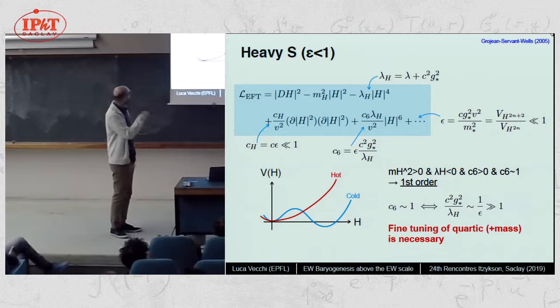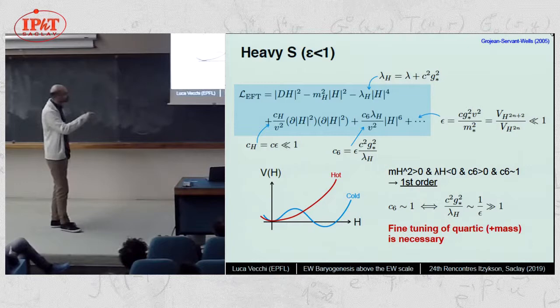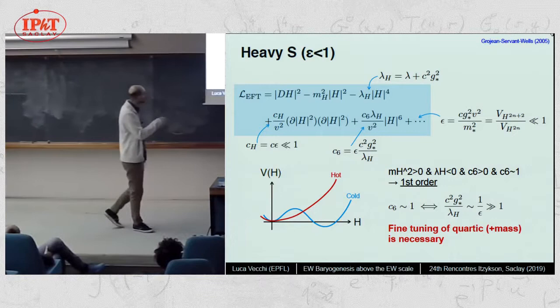The Higgs quartic, this one, is negative. So at zero temperature, we have something like this. When we heat the system, again, you can show that the potential goes like that. So this inevitably leads to a first-order phase transition. You will have to go from this vacuum to the true vacuum when the temperature decreases.